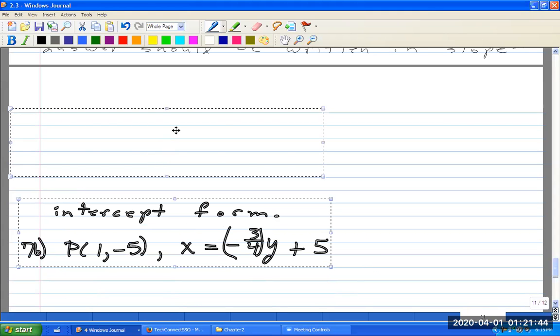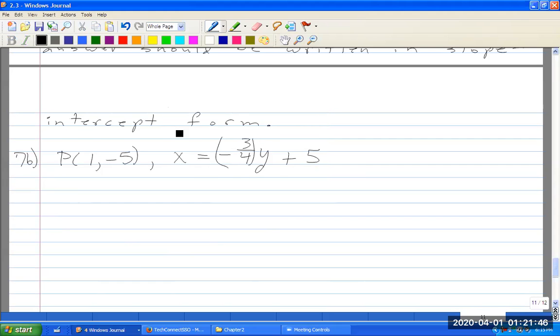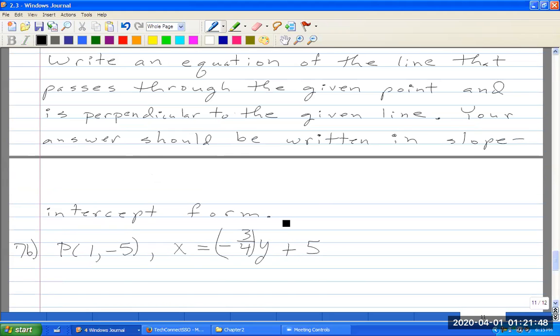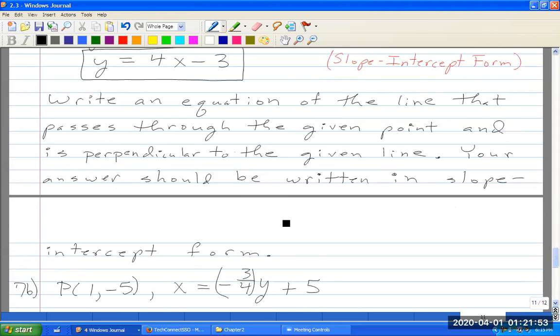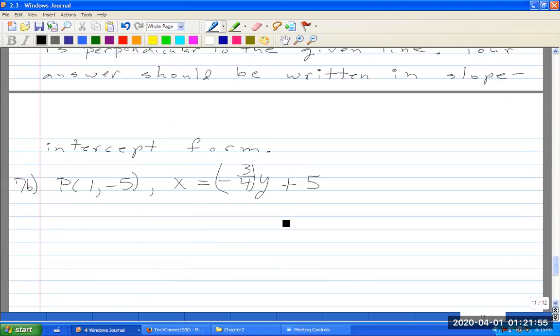So I want to do problem number 76. Write an equation of the line that passes through the given point and is perpendicular to the given line, in slope-intercept form. Okay, so let's do that. And so, again, this will be the point (x1, y1). I have the line in the form x equals negative 3/4 y plus 5.